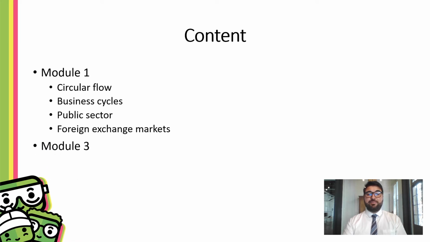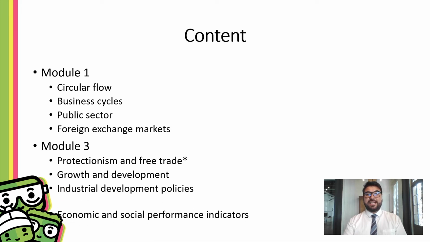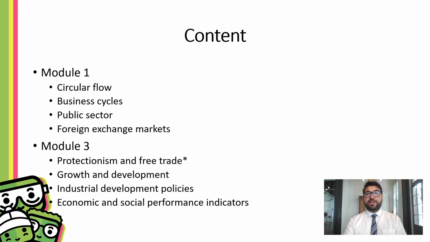Then you're going to have module three. Now, the first topic there is protectionism and free trade. This was usually with your module one, but it moved to module three. Remember that one, it's very important. And then you're going to have growth and development, your industrial development policies, and then also your economic and social performance indicators. Now, these are all the topics you need to know for paper one.